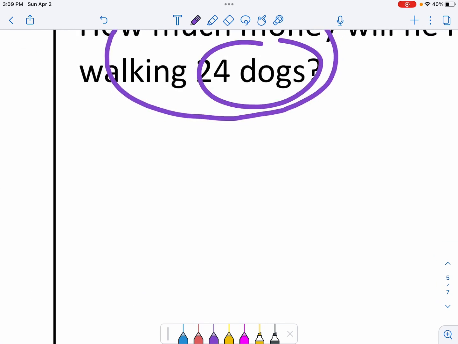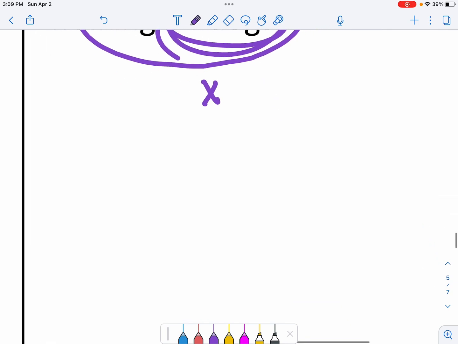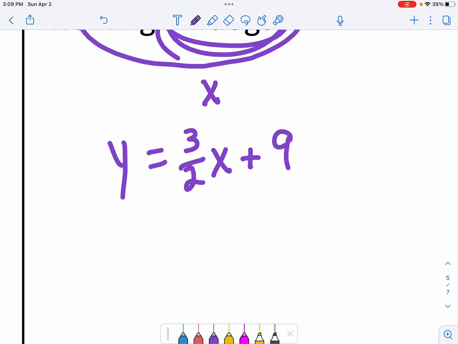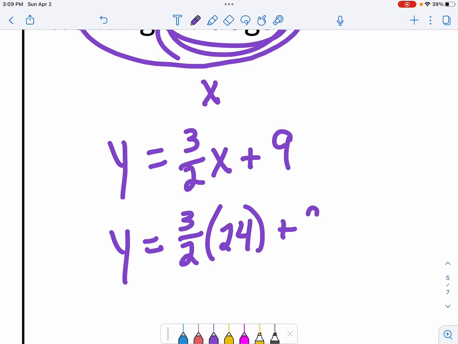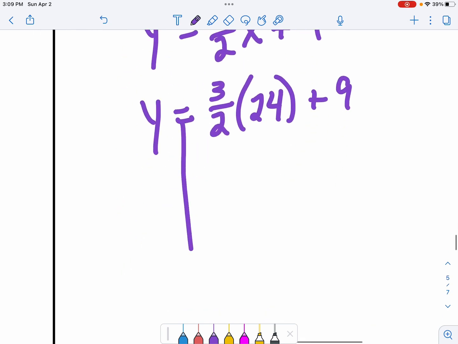How much money will he make if he walks 24 dogs? Is dogs x or y? This is the hardest part for them. It's hard for them to know what to plug in for. You're right. Remember, guys, we said our x-axis was dogs. So we had y equals, do you remember our equation? 3/2 x plus 9. That's right. And you just told me 24 goes in for x. So there's no fancy solving here. You don't have to move anything to the other side. You just plug it in your calculator.